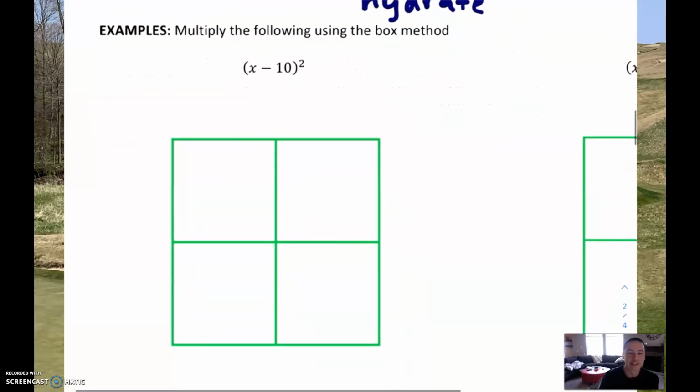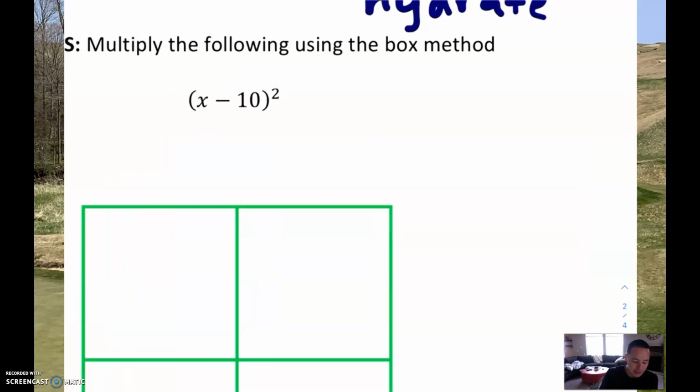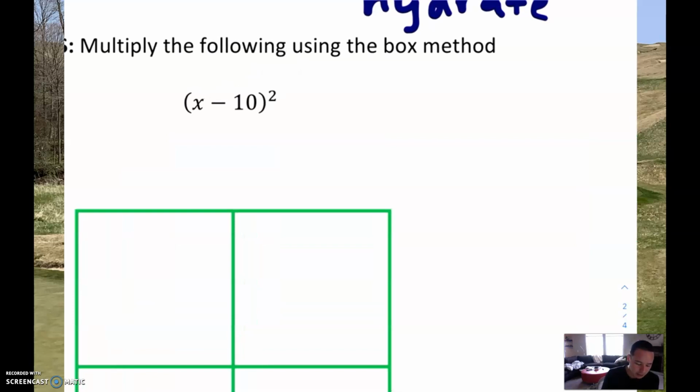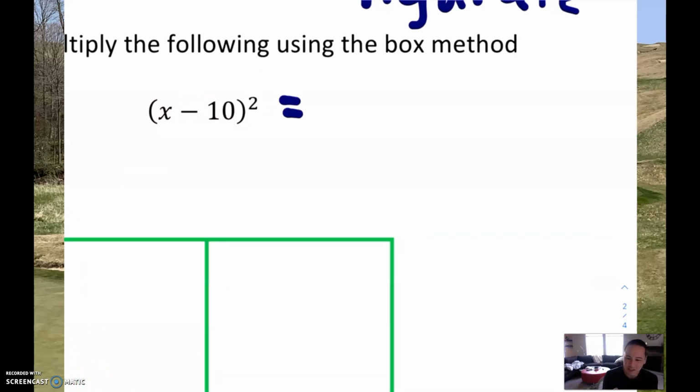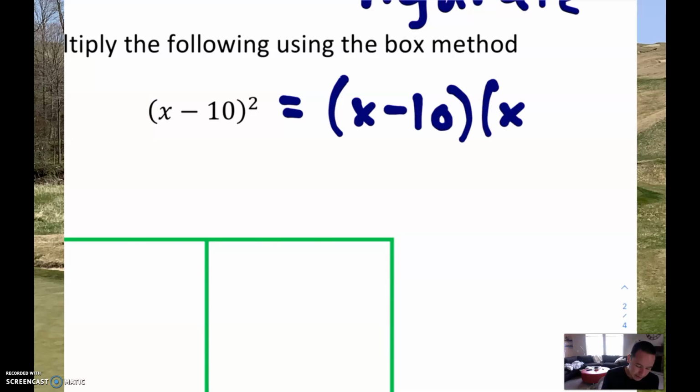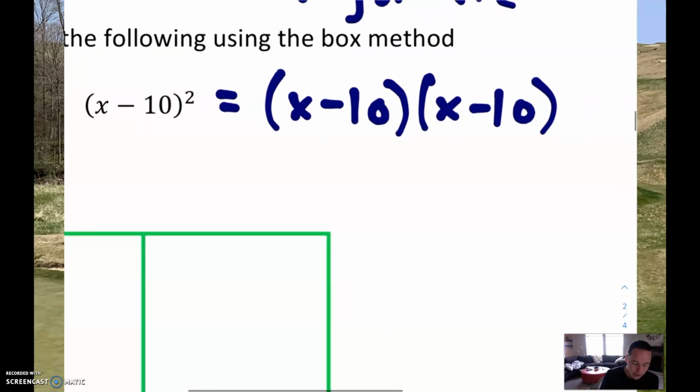All right, first example. It says multiply the following using the box method. Now this one looks a little different. It says x minus 10 all being squared. So we have to think, what does that squared mean? Well, it just means take whatever is being squared and multiply it by itself 2 times. So when I see x minus 10 squared, I'm going to rewrite it in a way that makes a little more sense to me. It really just means x minus 10 times x minus 10. So now I have a binomial times another binomial, and luckily we know how to multiply those.